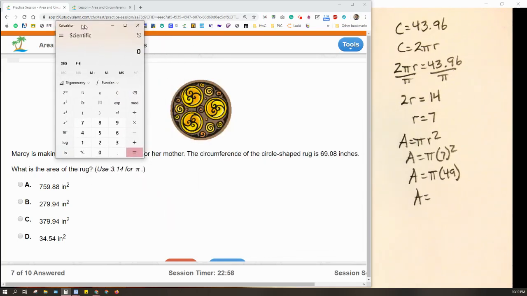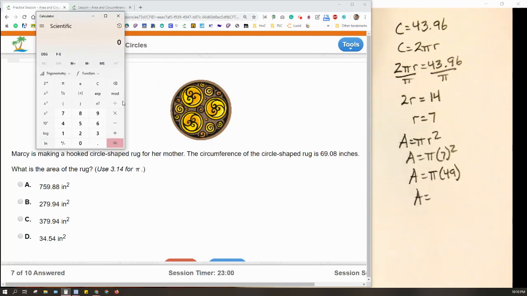Take the calculator. Here we go. We've got the circumference, 69.08. That is equal to 2 times pi times the radius. So we're going to divide by pi. Divide by 3.14. So 2 times the radius for this problem is 22.